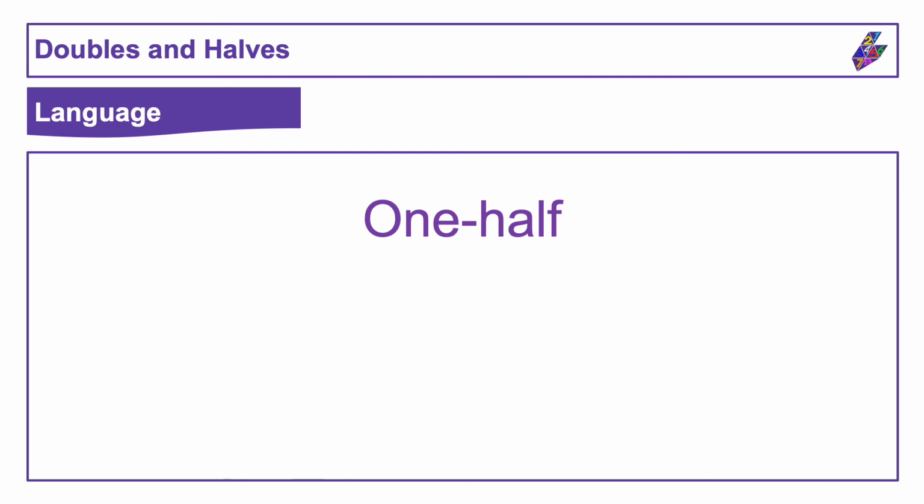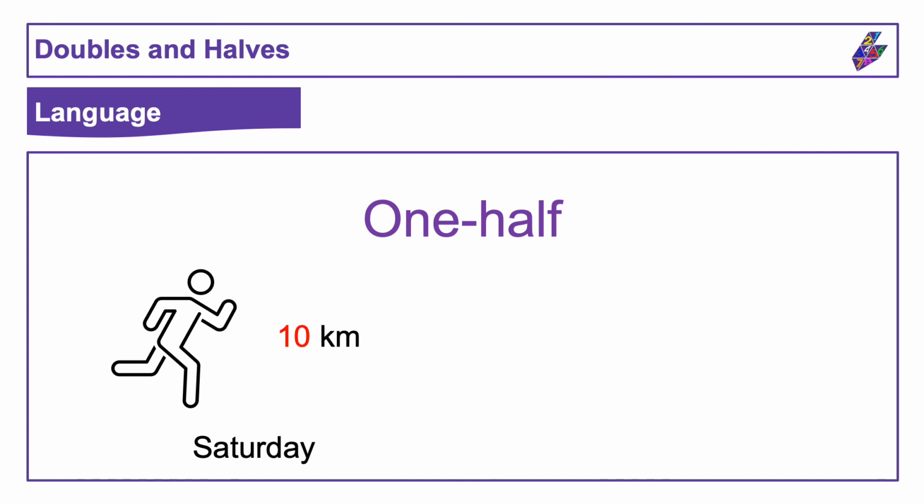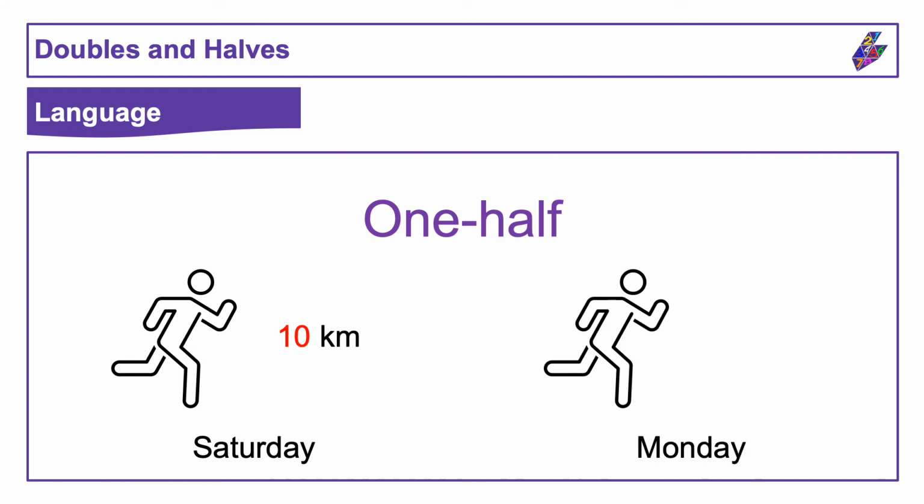On Saturday, John ran 10 kilometres. On Monday, he ran 1/2 of the distance he ran on Saturday. How far did John run on Monday? 1/2 of 10 is 5, so 1/2 of 10 kilometres is 5 kilometres. So John ran 5 kilometres on Monday.